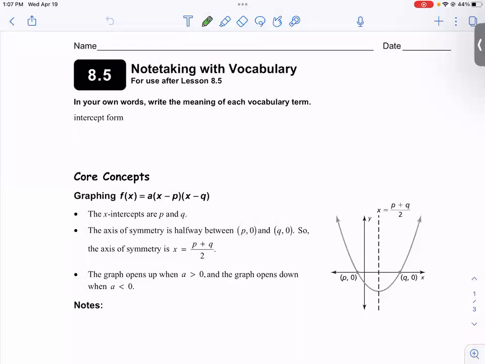Okay. So I think this may be one of my preferred ways of graphing a quadratic, as long as it works out nice. Okay, so we're gonna graph in what's called intercept form.